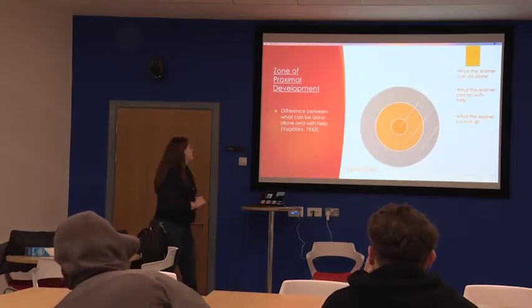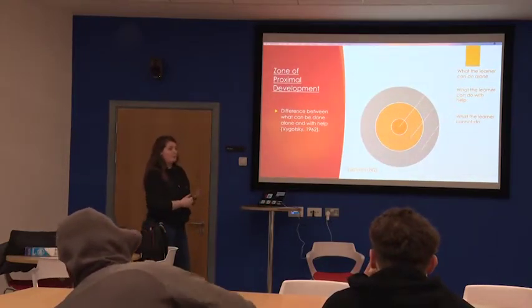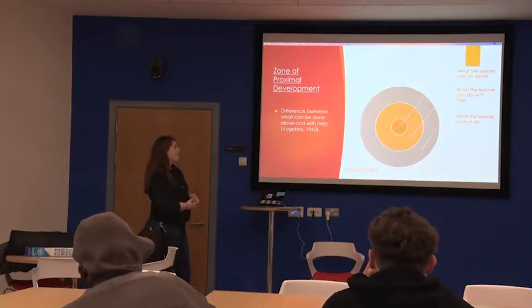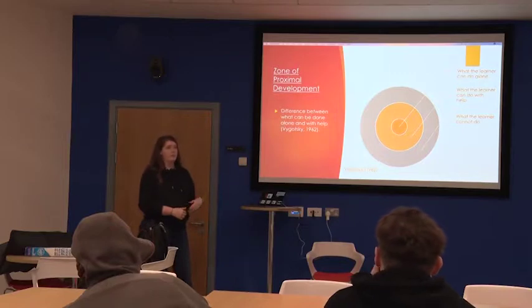The zone of proximal development is the difference between what you can do alone and what you can do with help. So right in the centre of the diagram is what the learner can do alone. So this is with no help from anyone, it's them going out and finding out stuff by themselves. The next is what the learner can do with help. So this is getting information from people, books, and all sorts of different areas.